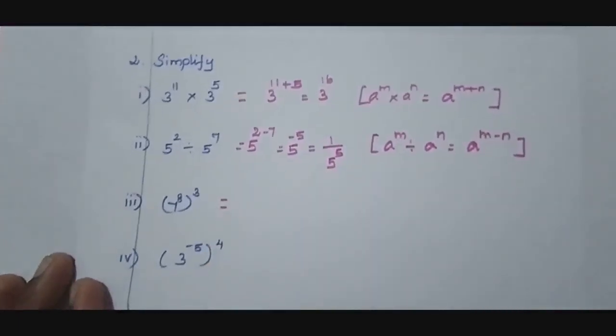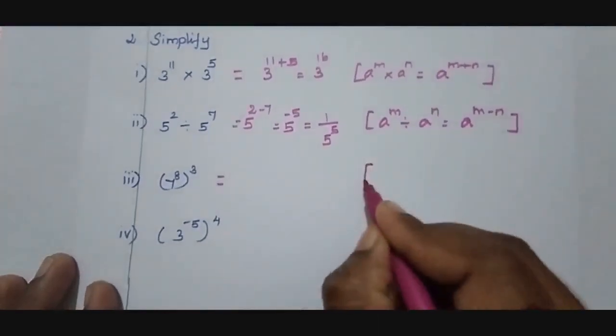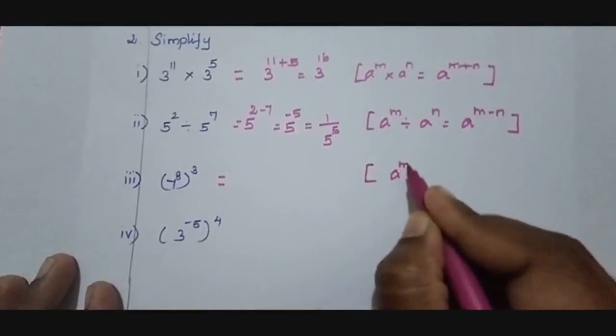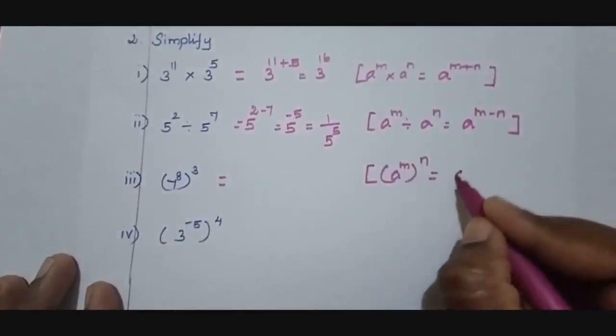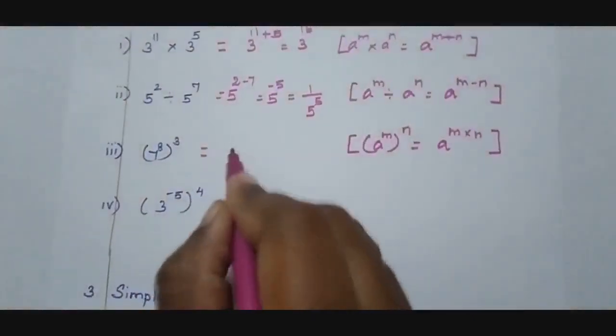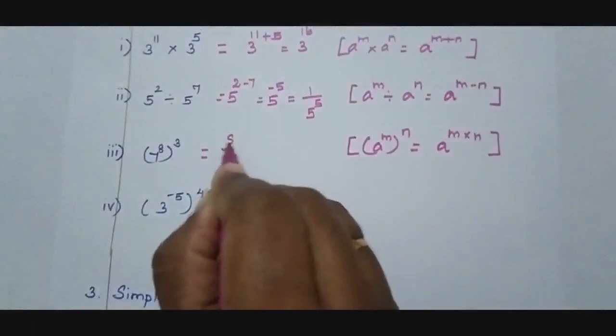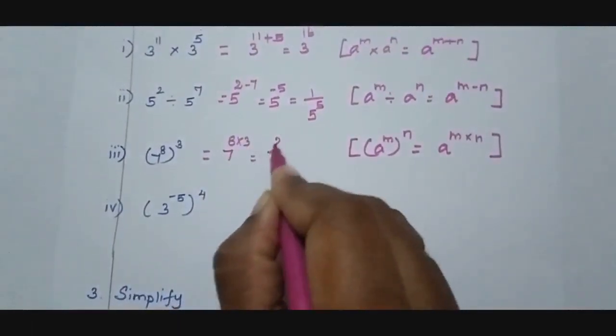Third one, 7 power 8 the whole power 3. So this is based on the rule a power m the whole power n, a power m into n. 7 power 8 into 3. So 7 power 8 3s are 24.